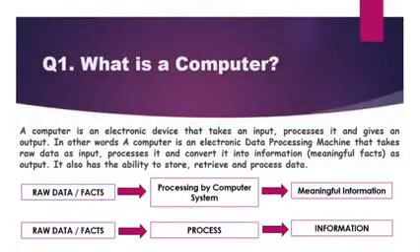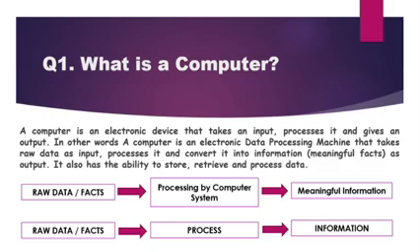So the first question is, what is a computer? A computer is an electronic device that takes an input, processes it and gives an output. In other words, a computer is an electronic data processing machine that takes raw data as input, processes it and converts it into information. Information means meaningful facts as output. It also has the ability to store, retrieve and process data.